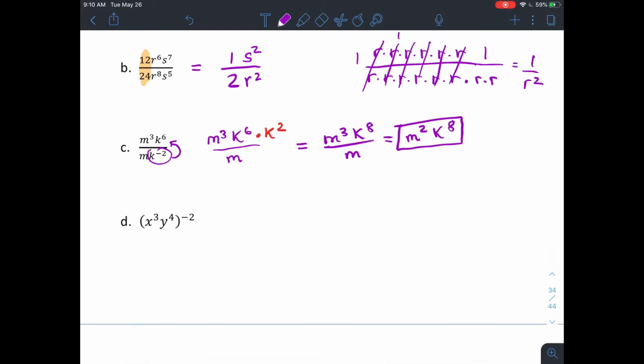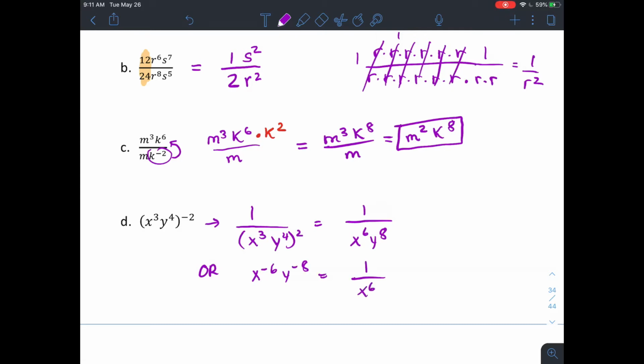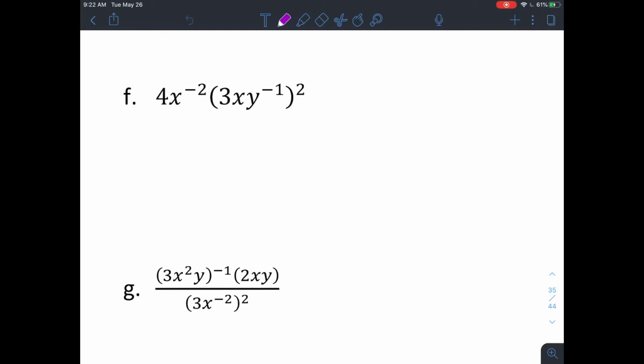On this one, there's a couple different ways you could do it. You could think of the whole expression as being to the negative second, and then make it 1 over that expression to the positive second, and then power raised to a power, you'd multiply your exponents together. Or you could go ahead and multiply the exponents inside by -2, and then individually think, well, that'll be 1 over x to the sixth and 1 over y to the eighth, and you'll get the same thing. Let's look at a couple more examples.